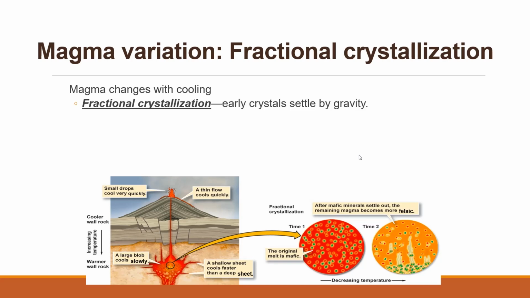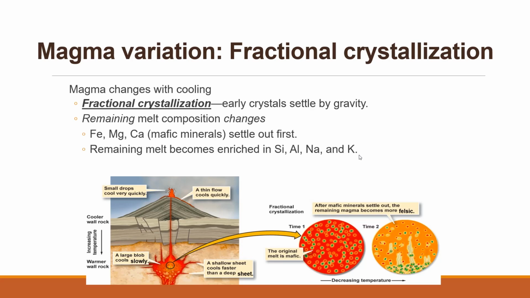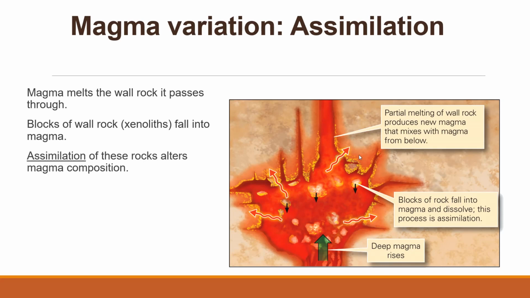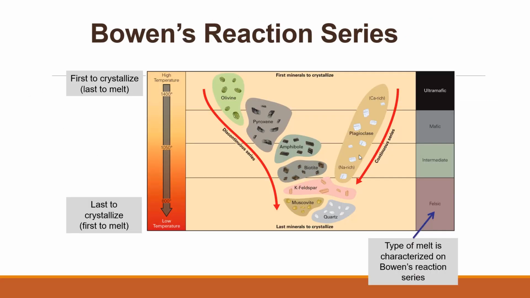These early crystals will settle out with gravity and they will sink to the bottom of the magma chamber. So the remaining melt will change its composition. Iron, magnesium, and calcium, the mafic minerals, will settle out first. The remaining melt will become enriched in silica, aluminum, sodium, and potassium. And then assimilation is when the magma melts the wall rock it's passing through. The blocks of the wall rock, which are called xenoliths, can fall into the magma, and this will change the magma composition. You've added a new chunk of rock to it.